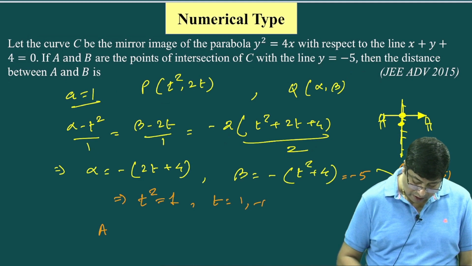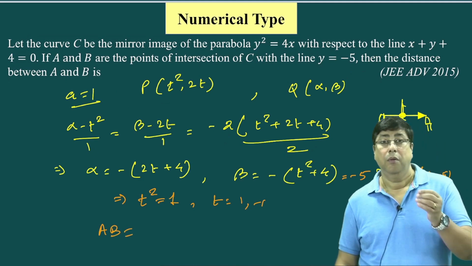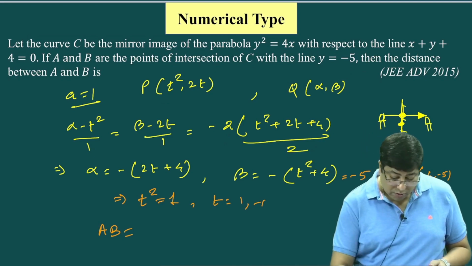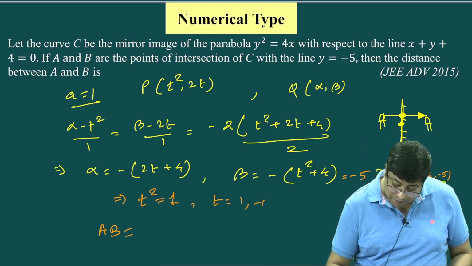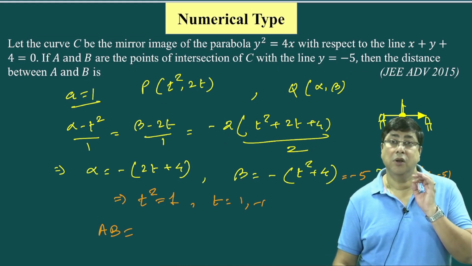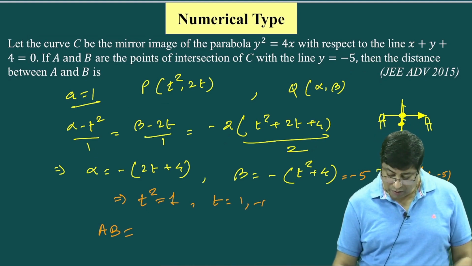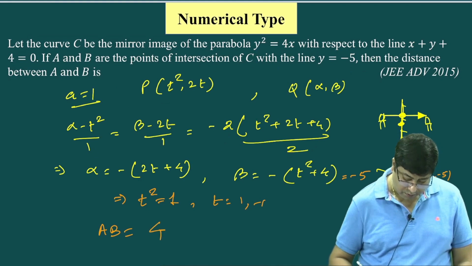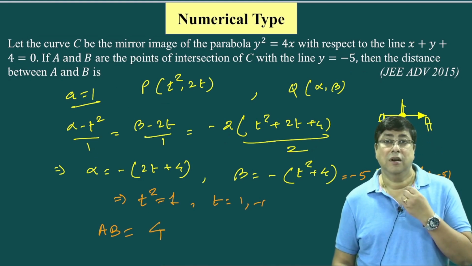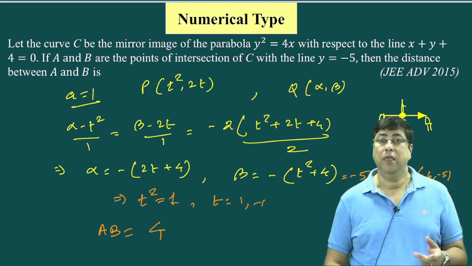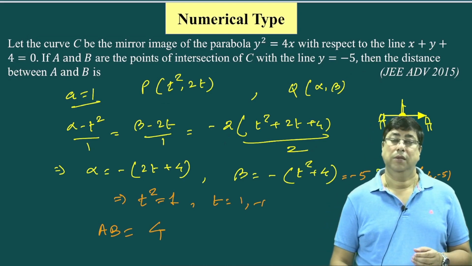Now, what is the distance AB? We have to apply our concept and trick. Just notice one thing here, the y coordinate is minus 5. So the distance formula is not needed here, we can simply get the distance AB equal to 4. If we understand the problem solving strategy, we can solve the sum very easily, very comfortably. So, let us go to the next sum.